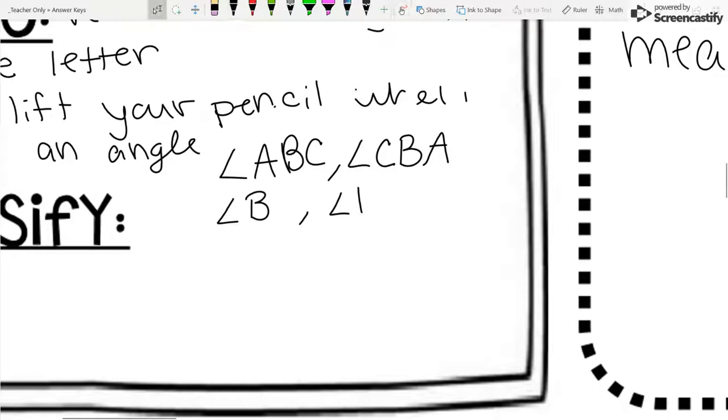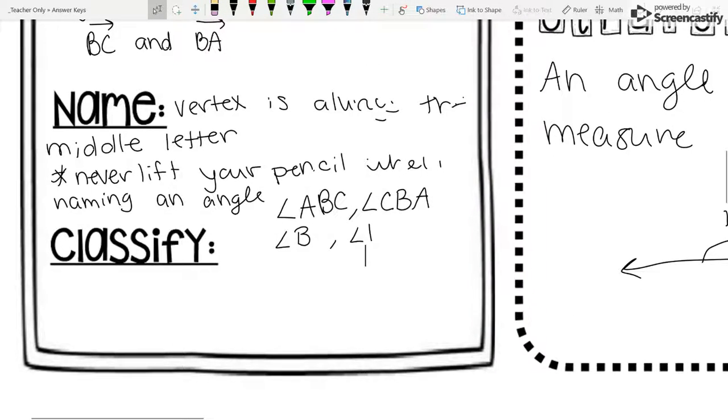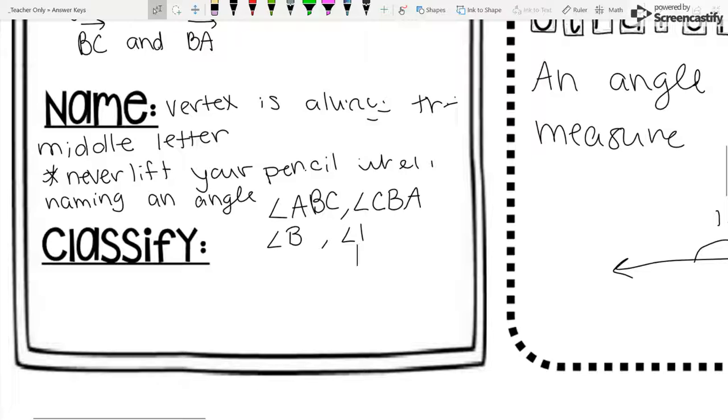And the final part is classifying this angle. When we looked at it earlier, this one definitely is less than 90 degrees. So this specific one would be an acute angle.